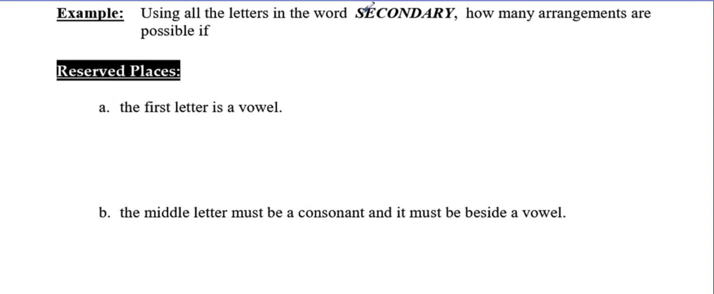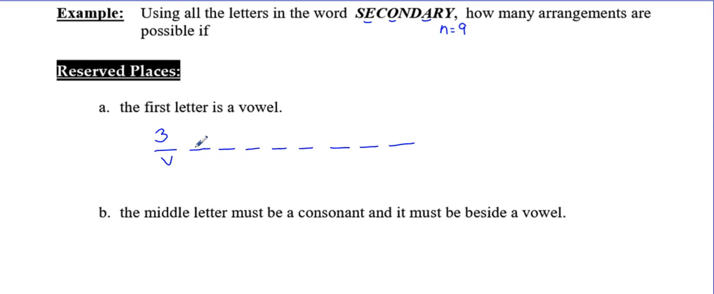So what we have here is 1, 2, 3, 4, 5, 6, 7, 8, 9. There are 9 letters. If we were just arranging all of them, it would be 9 factorial. But the problem here is that we have to make a restriction that the first has to be a vowel. So we have 9 tasks to fill. The first letter here has to be a vowel. So let's see how many vowels there are. E, O, and A. There are 3 possible vowels. So there are only 3 outcomes that can go in the first position, because that has to be a vowel.